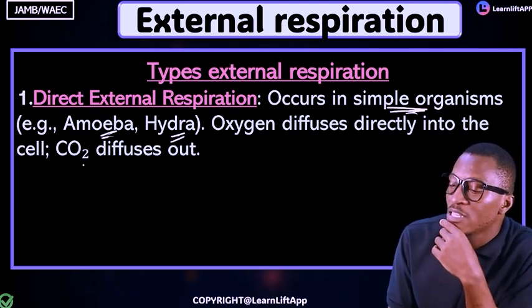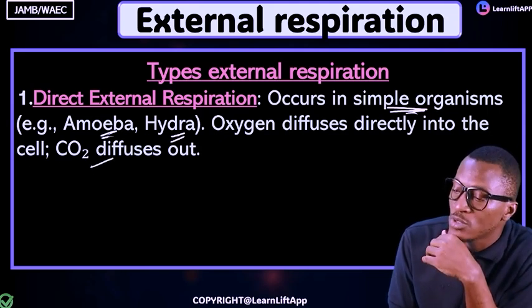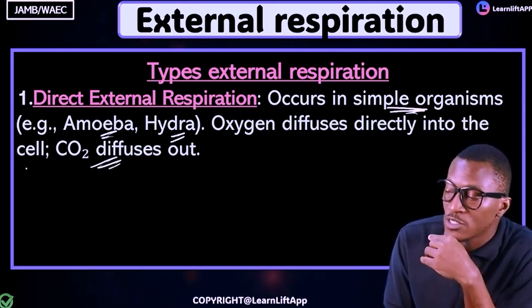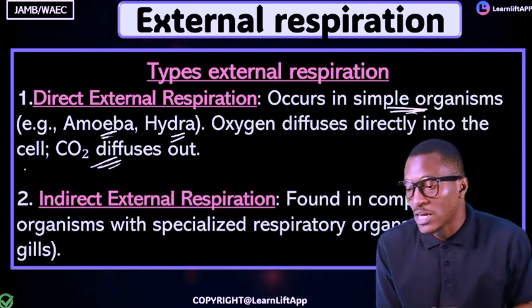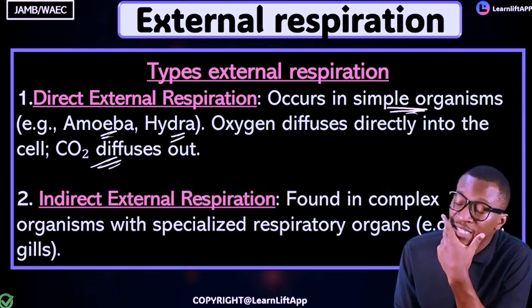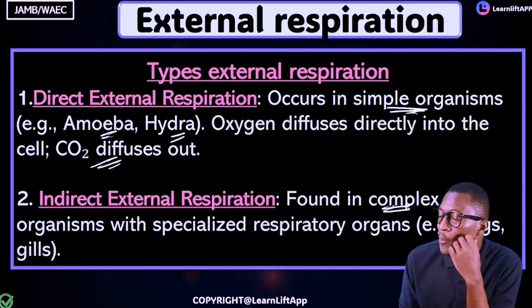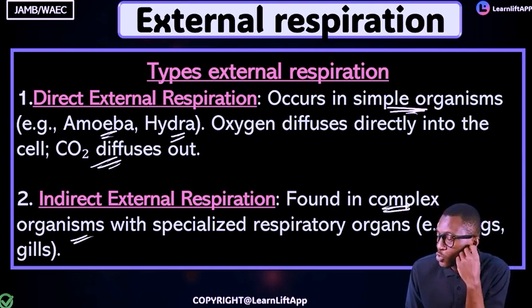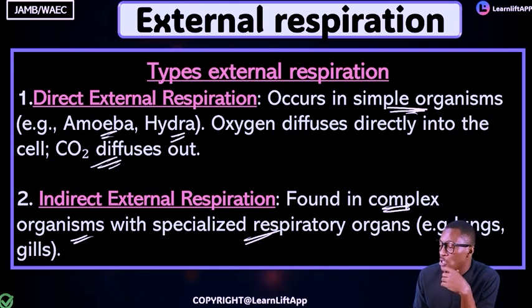Oxygen diffuses directly into the cell and CO2 diffuses what? Out. Oxygen diffuses in and CO2 diffuses what? Out. We have what we call the indirect external respiration. This one is found in complex organisms which have specialized structures, specialized respiratory organs like your lungs, your gills. Are you seeing that?